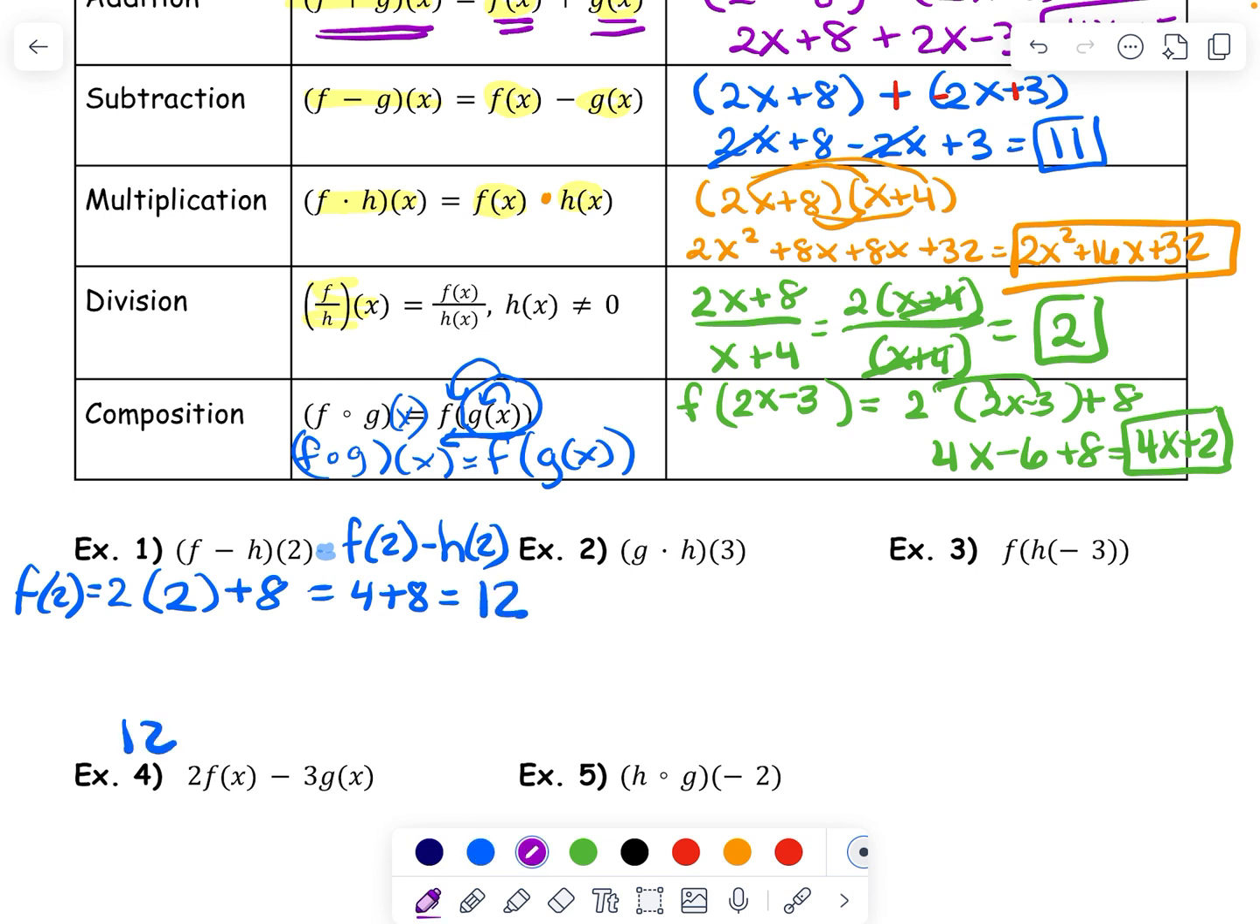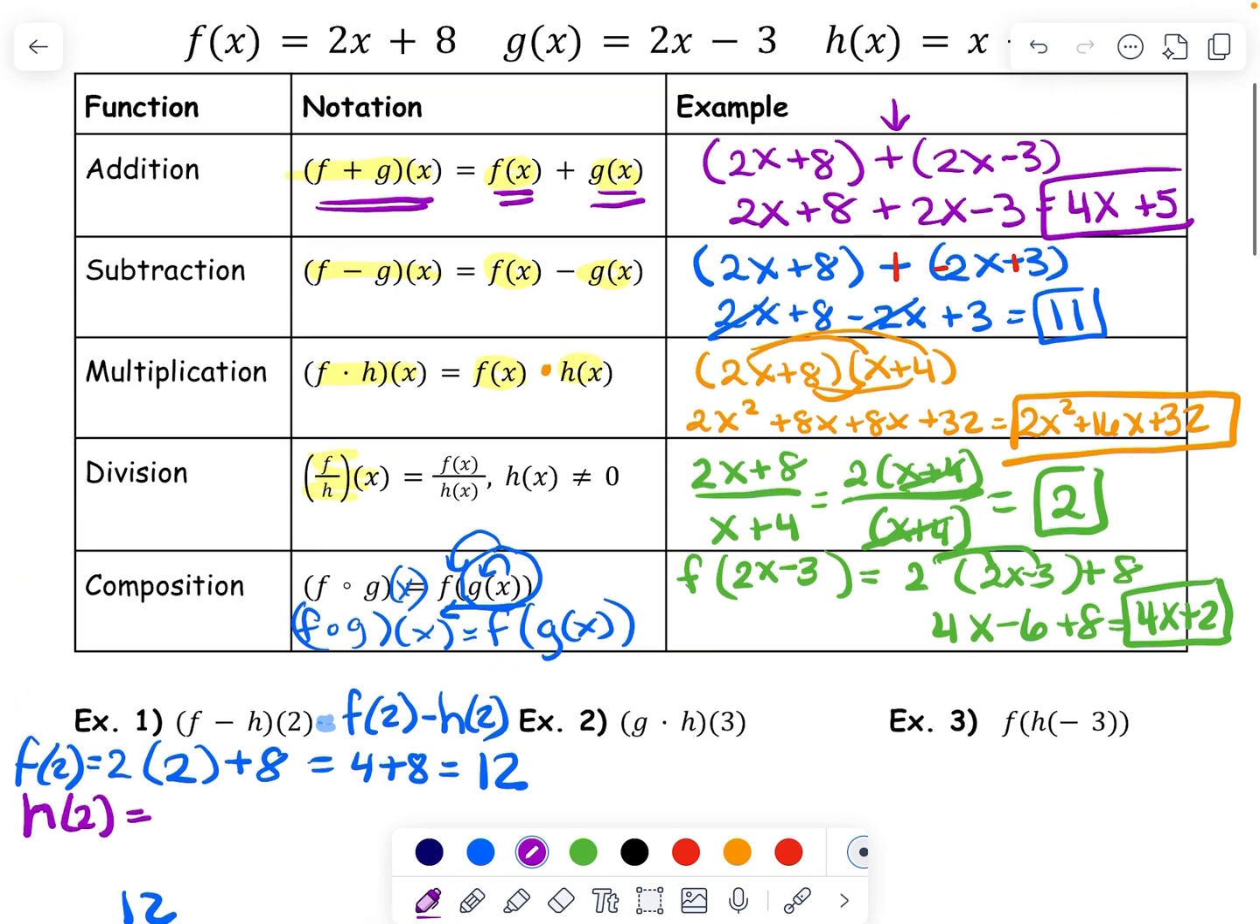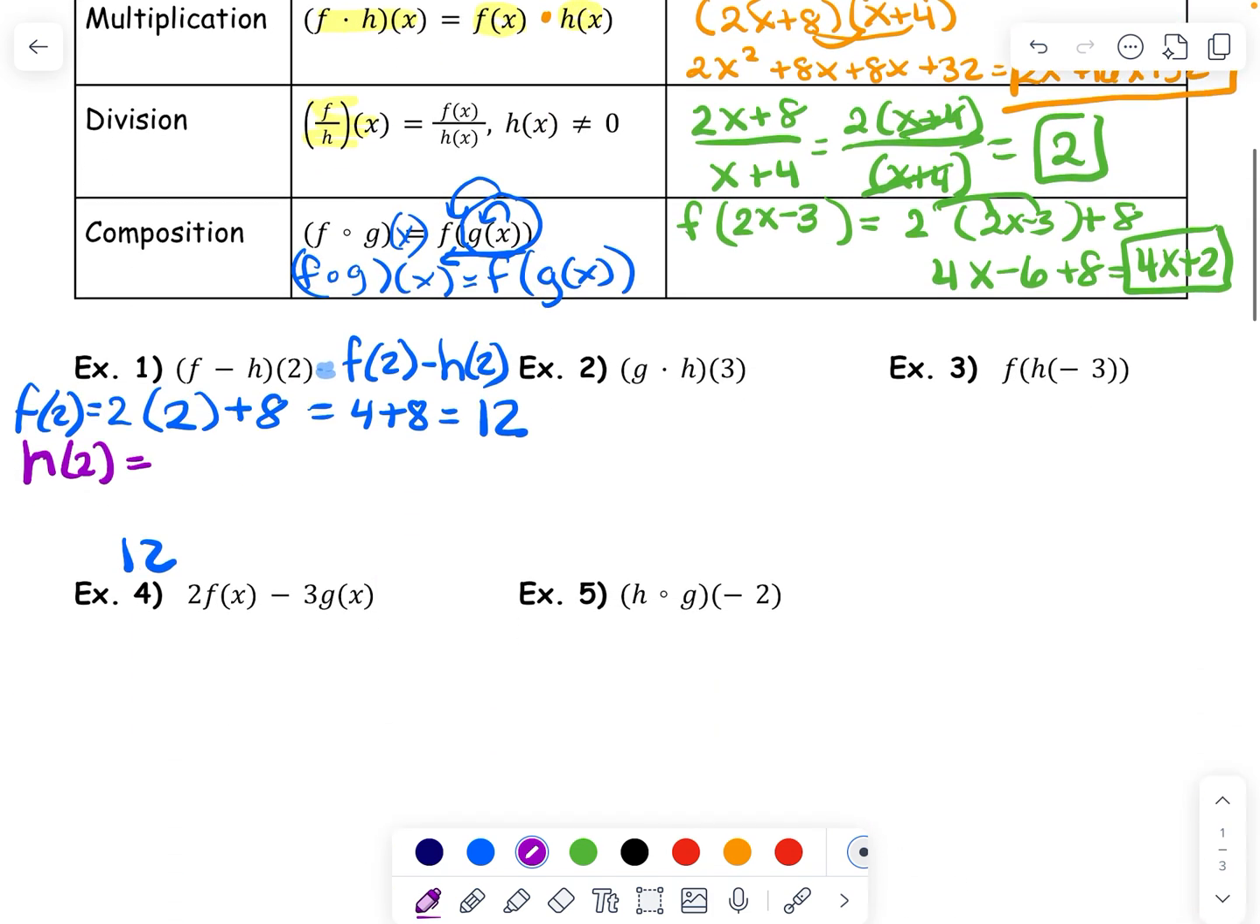And then next we'll go and find h of 2. And our h function is x plus 4. So x plus 4. So we put the 2 in for everywhere that there was an x, and we're going to get 6. So that's a 6. But what we're doing here is we are subtracting these, and so that's where we're going to get a 6.